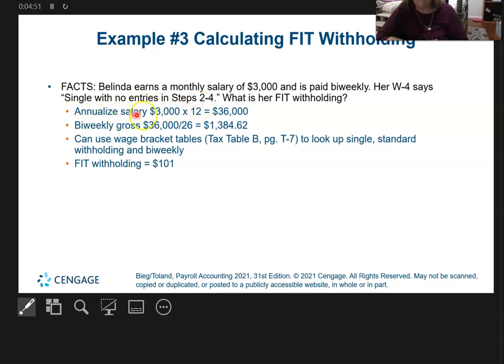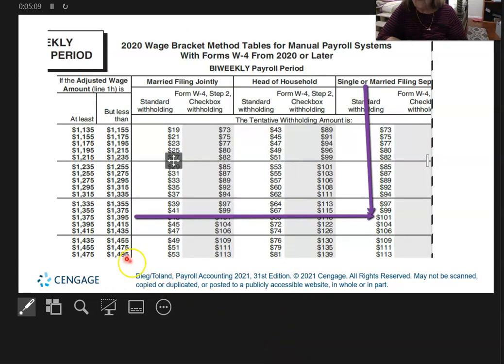First thing I need to do is annualize her salary and then divide by 26 because it's biweekly. Her gross pay each pay period is $1,384.62. I'm going to use tax table B on page T7, and she's single, so I brought it in here. So we're looking for 1,384.62, first of all, biweekly, and I'm over here under single.